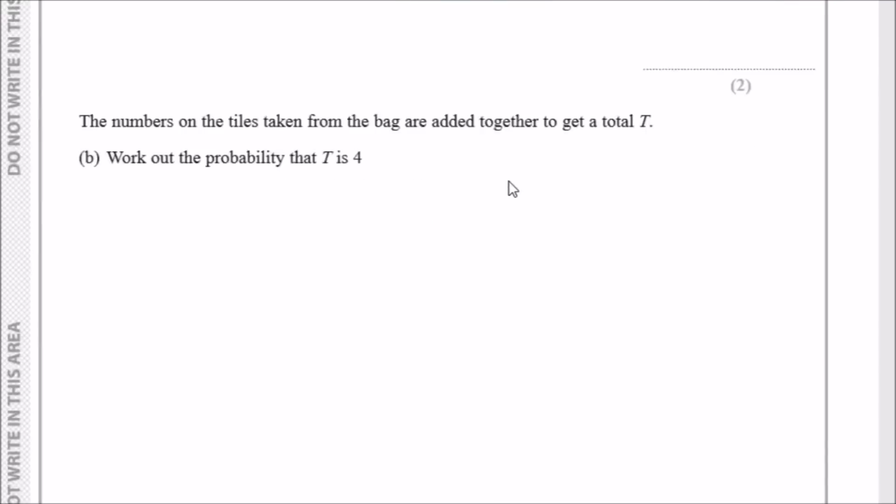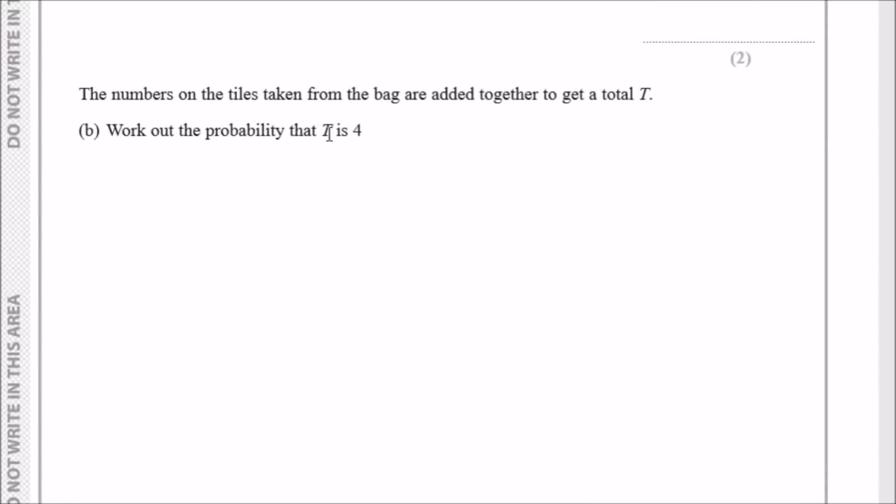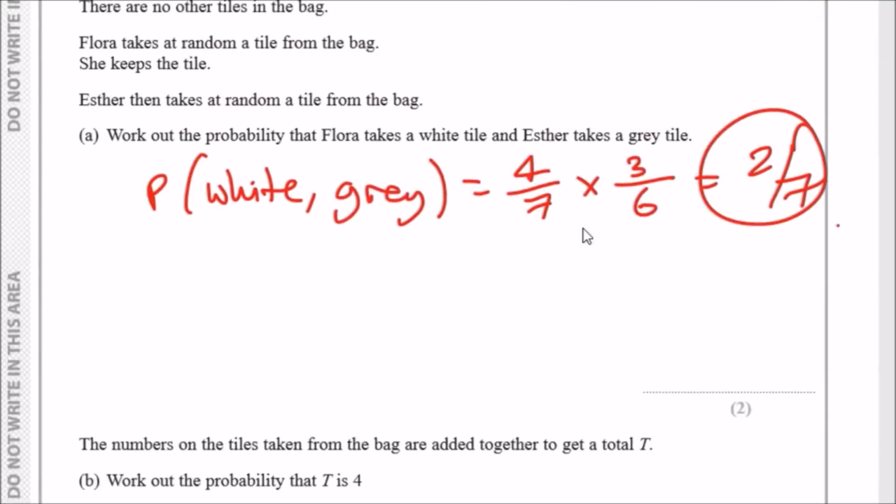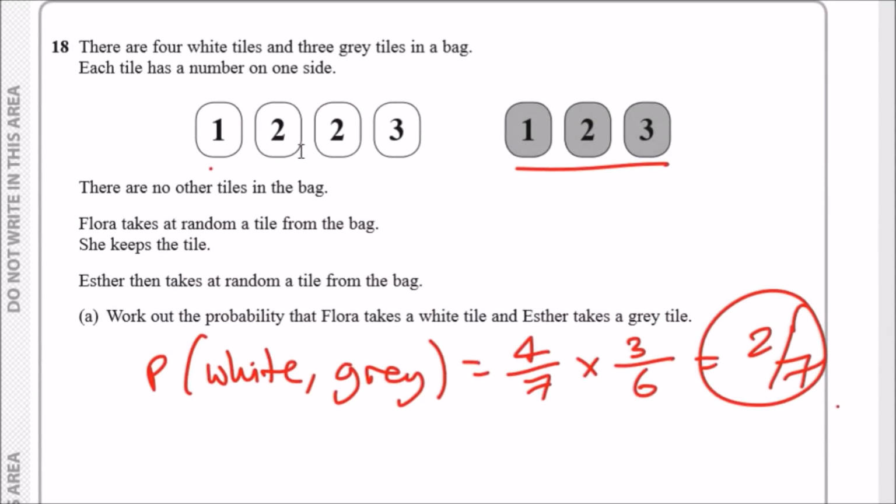Really, probability is dead easy. Now, the numbers on the tiles taken from the bag are added together to get a total T. Work out the probability that T is 4. So we just need to find the sums of how to make 4 on these tiles.